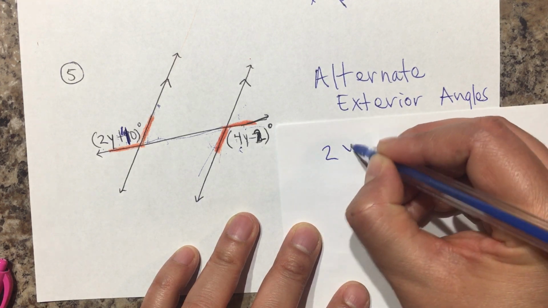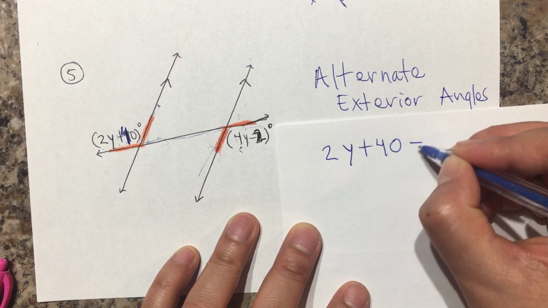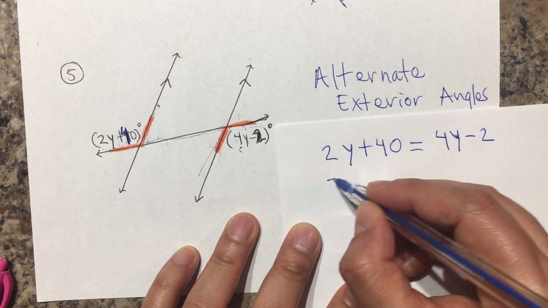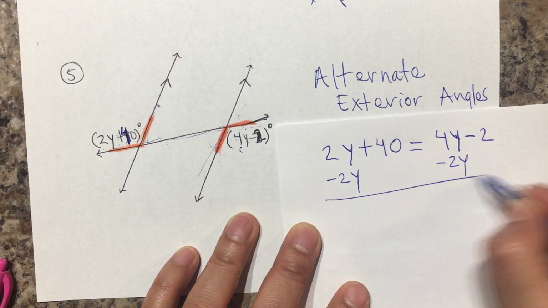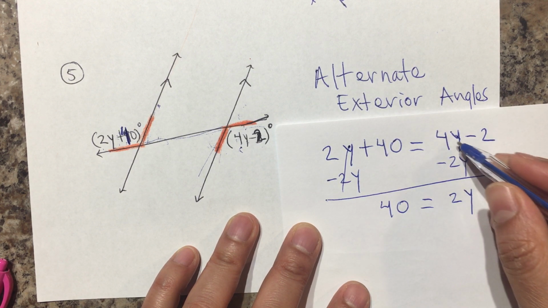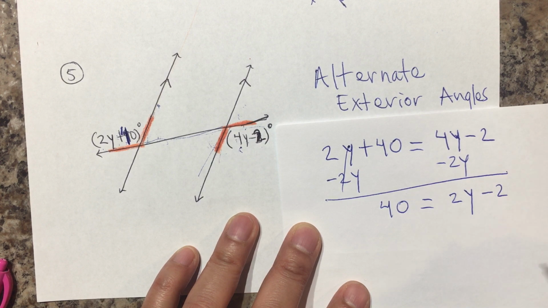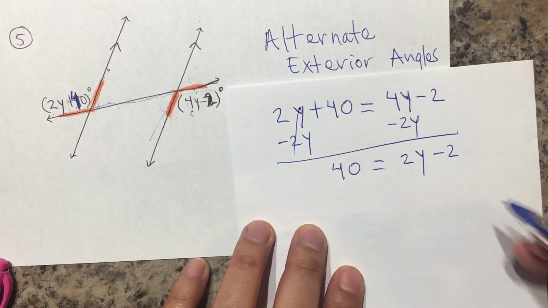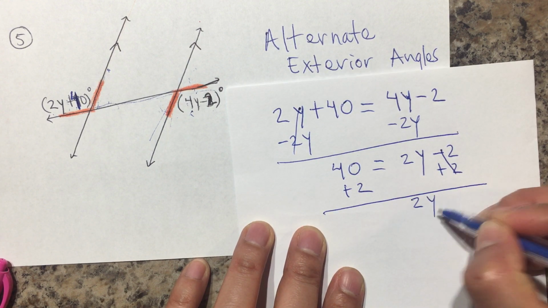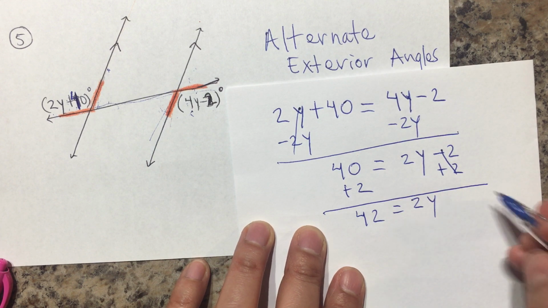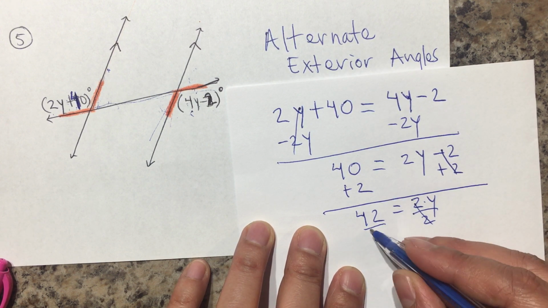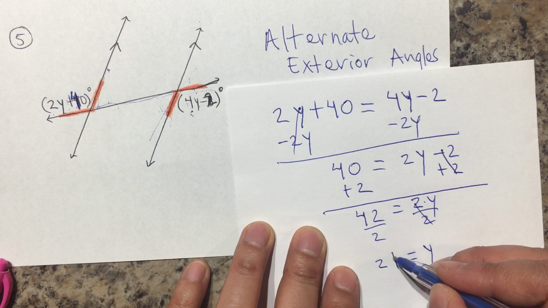They're equal to each other. So let's write 2y plus 40 equals 4y minus 2. I subtract 2y from both sides. You get 40 equals 2y minus 2, since 4y minus 2y is 2y. Then I add 2 to both sides. And so this is going to be 2y equals 42. Finally, if I'm multiplying by 2, the opposite is to divide by 2. And so y equals 21 degrees.